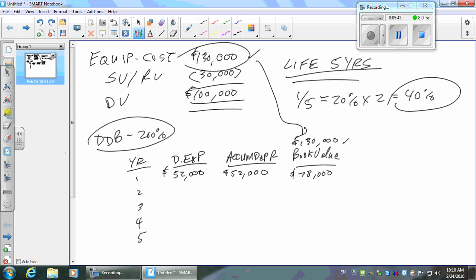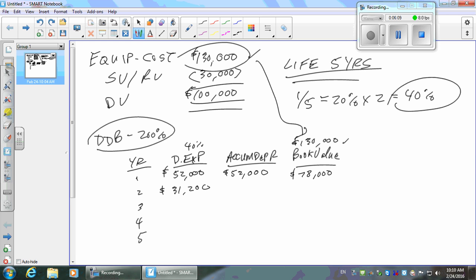So what do we got? We got 78,000 starting year 2. How much is your depreciation for year 2 then? It's 40% of that, right? It's always 40% of what's left. And that's because we have a 5-year life, right? 20% of your straight line, double it. 40%. So what's 78,000 times 40%? 31,200. Guess what the journal entry is?